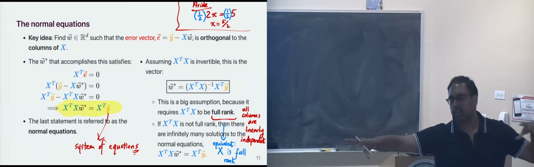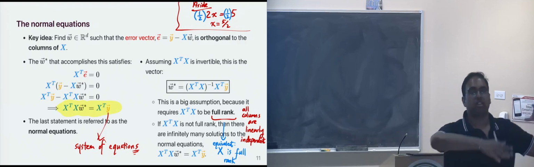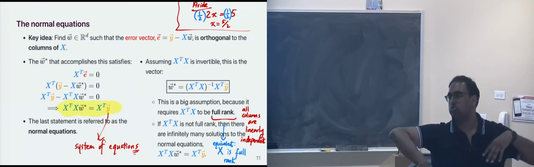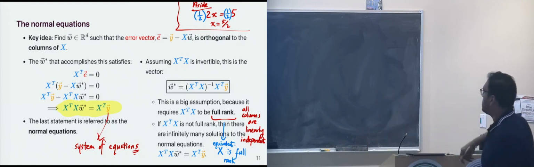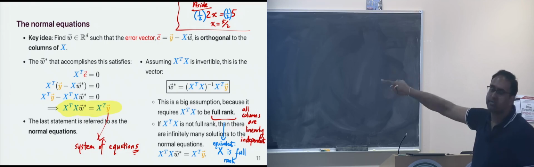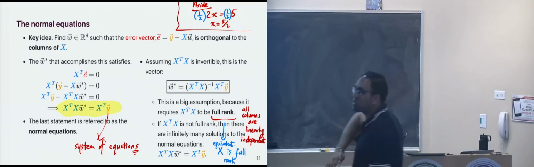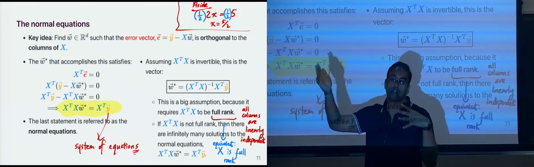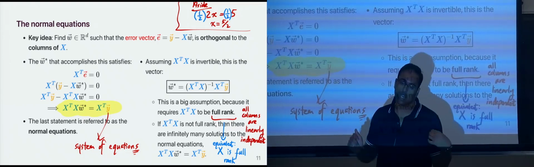So in that situation, there are like 7 closest possible places you could be. And they're all as close as possible, they're just all equally close, right? Same kind of setup here. If x transpose x isn't invertible, there are just infinitely many W stars that make your projection as close as possible to y. There's not just a unique one.